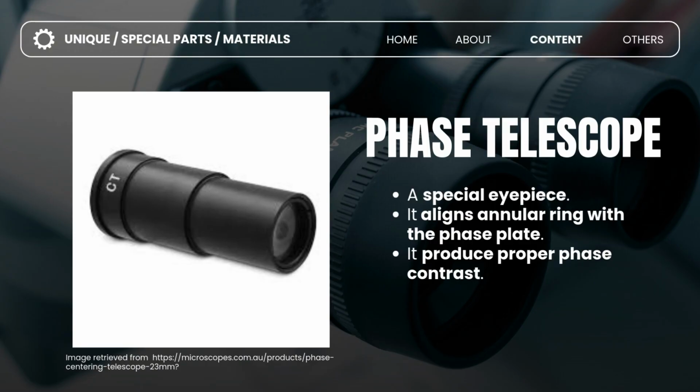By using the phase telescope, we can make adjustments until the rings are perfectly matched, ensuring that the microscope produces the proper phase contrast effect. So, while the annular ring and phase plate create the effect, the phase telescope plays the crucial role of making sure everything is set up correctly.